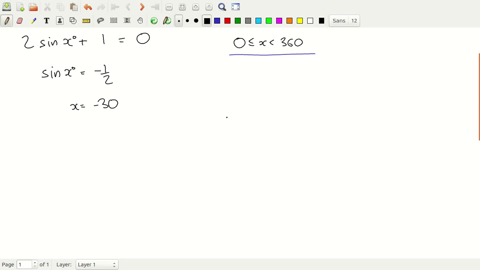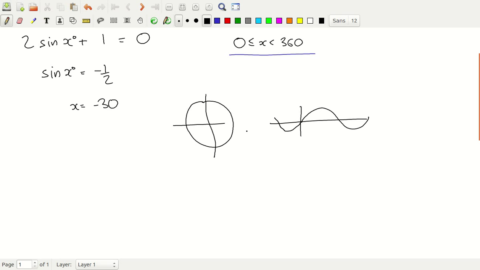The first thing we should do is either think about the unit circle or think about the graph of sine, do it both ways, to find the other solutions based on this x is minus 30 solution. So here we've got a unit circle, radius 1, and sine is trying to track down the y coordinate of points on this circle. So if you're told that sine x is minus 1/2, you're looking at this point here and this point here, whose y coordinates are minus 1/2.